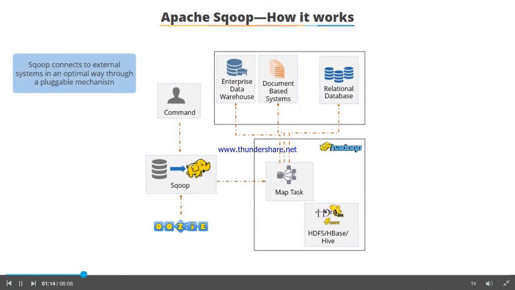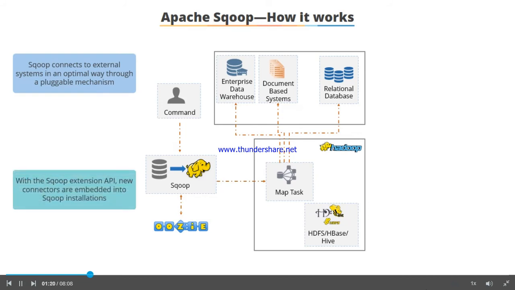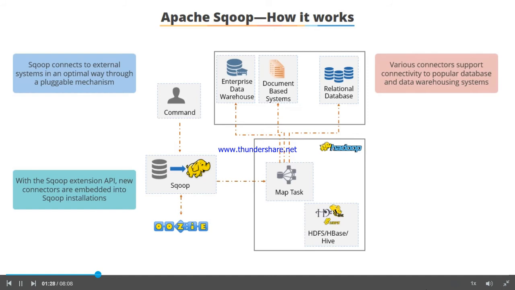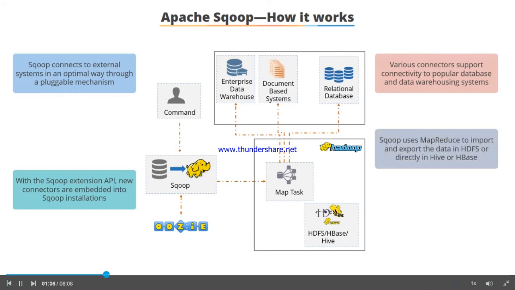Sqoop connects to external systems in an optimal way through a pluggable mechanism. With the Sqoop Extension API, new connectors are embedded into Sqoop installations to connect to various systems. Sqoop comes bundled with various connectors that support connectivity to popular database and data warehousing systems. Sqoop automates the process, and the database describes the schema for the data to be imported.